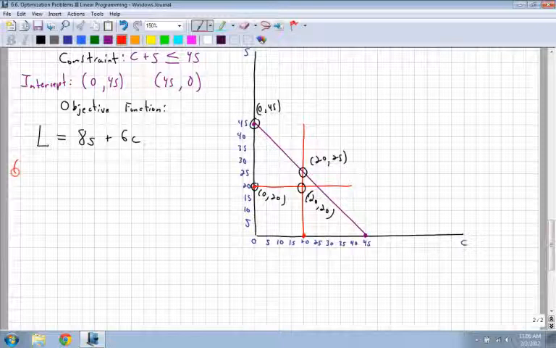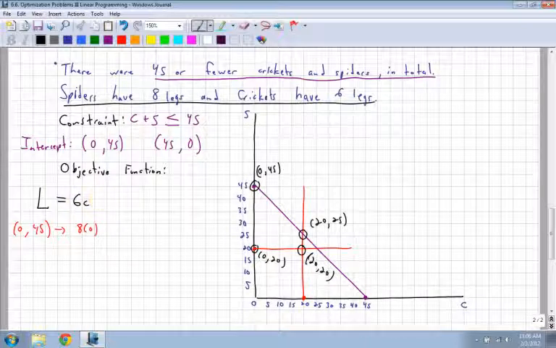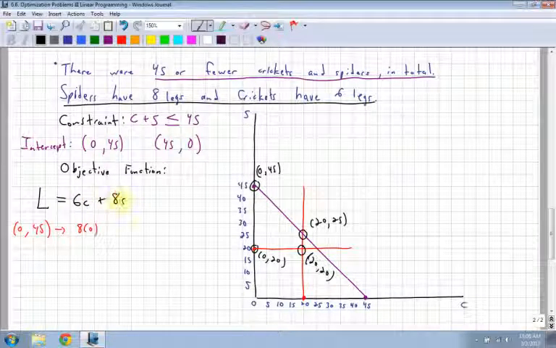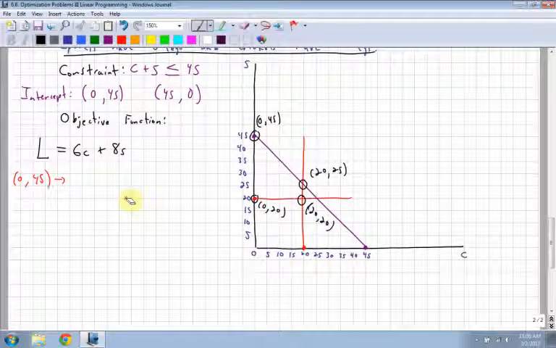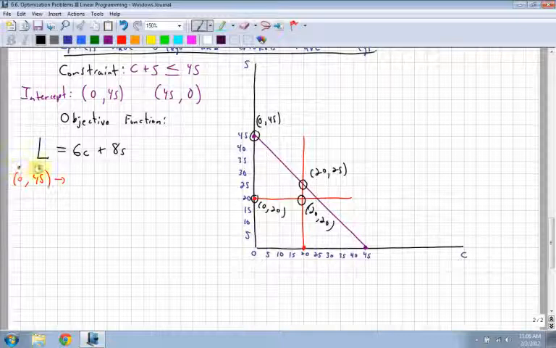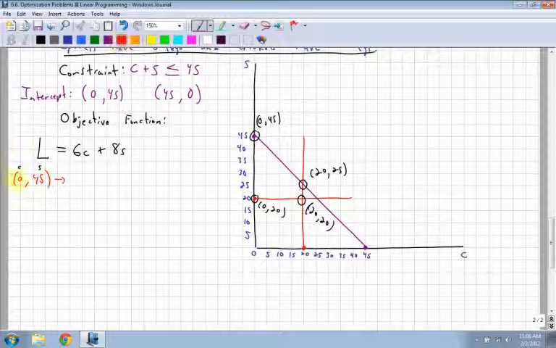So I take the point 0, 45, and I plug it in. I get 8 times 0. Whoops, I should change my objective function to be 6C plus 8S. Just because then it's going to make more sense for me when I'm plugging in my numbers. Because you have to remember that this is my C value and that's my S value. You could have done the other way too, but it's a bit easier this way. Because my C value's first, S value second.